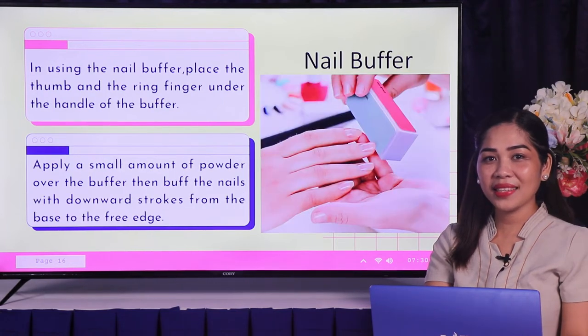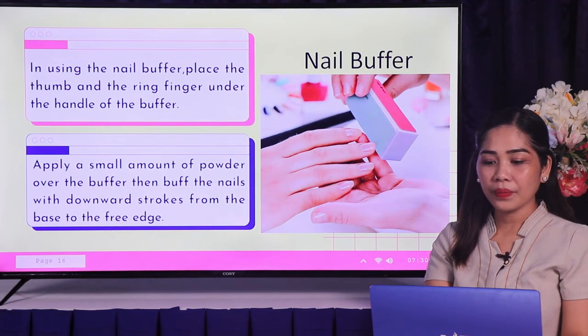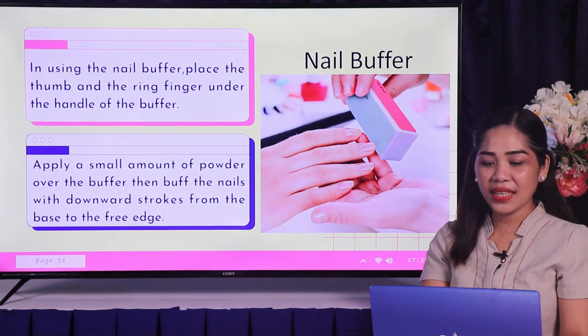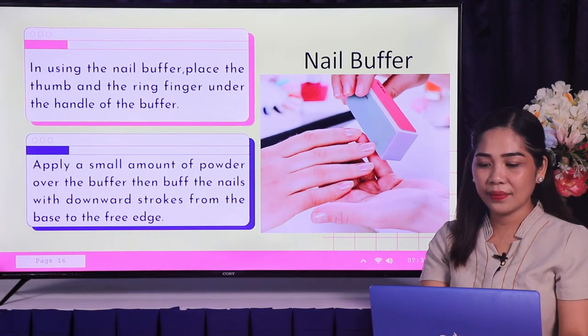And for the last tool in manicure and pedicure, we have the nail buffer. In using the nail buffer, place the thumb and the ring finger under the handle of the buffer while the index and the middle fingers are on its top and the pinky is on its side. Apply a small amount of powder over the buffer, then buff the nails with downward strokes from the base to the free edge of the nail until a smooth, clear gloss has been obtained.